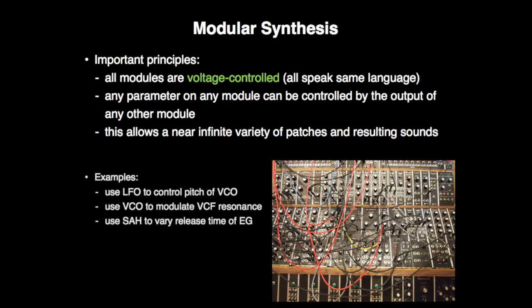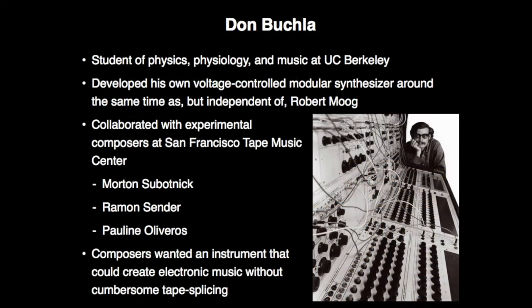So for example, we could patch an LFO so that it controls the pitch of a VCO. We're kind of familiar with that from the MS-20. But then we could do things that we weren't able to do on the MS-20. We could use a VCO to modulate the resonance of our filter. Or we could use a random voltage from sample and hold to vary the release time of an envelope generator. So we have a lot more possibilities, but we can always use the output of one module to control some sort of parameter on another module.